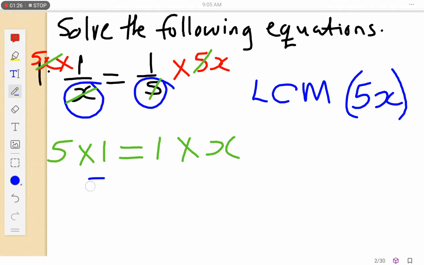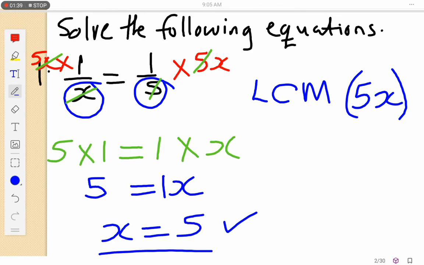5 times 1, I get 5. 1 times x, I get x, which is the same as 1x. So this becomes our answer and we have our x as 5. This is our answer there.